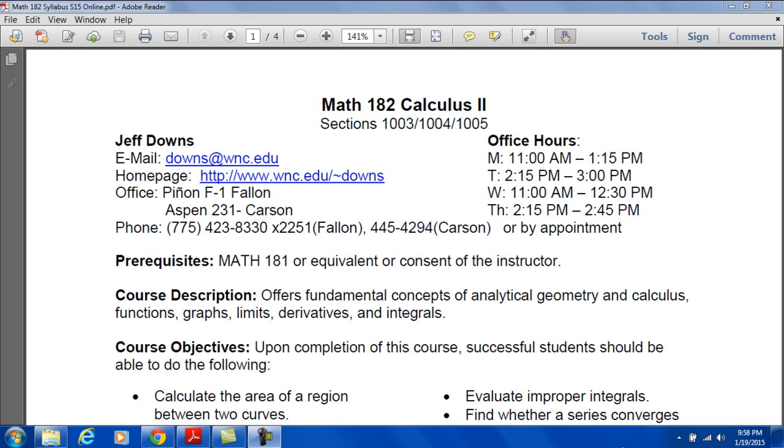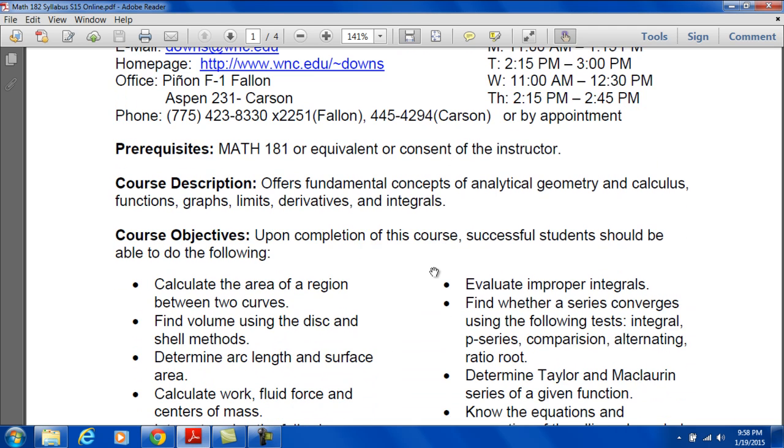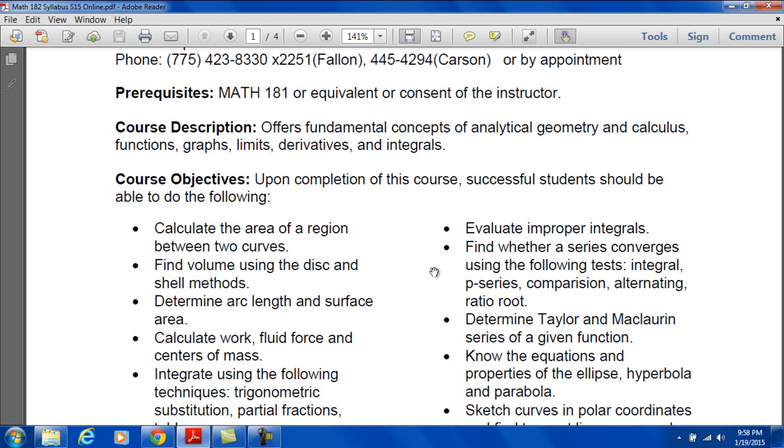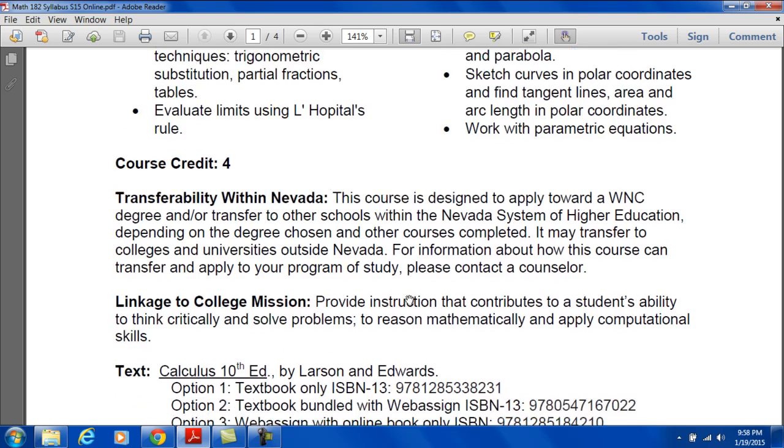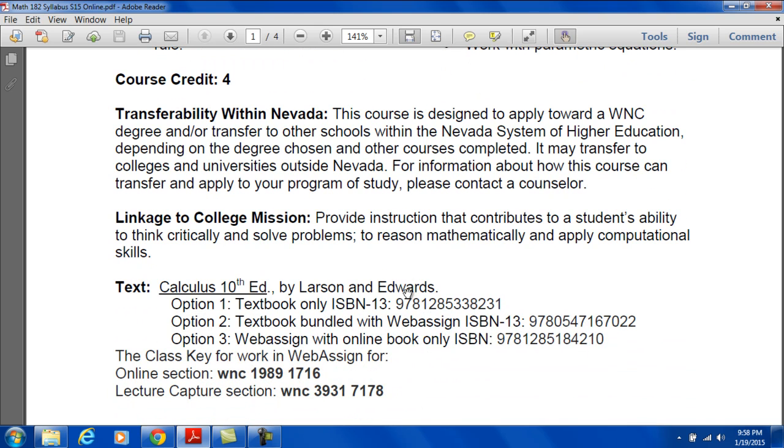Prerequisite: Math 181 or equivalent, or consent of the instructor. I really think you need to have a good footing in Math 181 for this class. Course description: offers fundamental concepts of analytical geometry and calculus, functions, graphs, limits, derivatives, and integrals. Course objectives: upon completion of the course, there's a whole list of things you can read through. It's a 4-credit class. It's quite a bit.